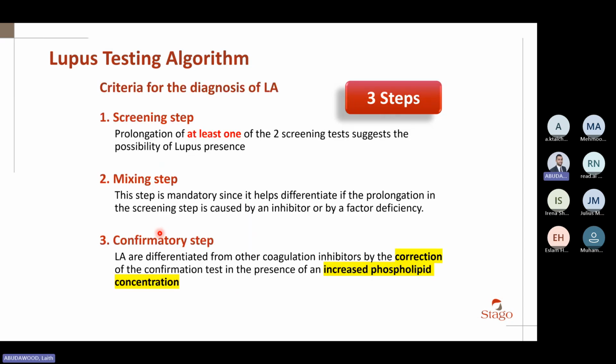So this is again pretty much a summary of what I have mentioned. Okay? If the screening step is prolonged, in either the APTT pathway, that is PTT-LA, or the dRVVT pathway, that's the dRVVT screen.